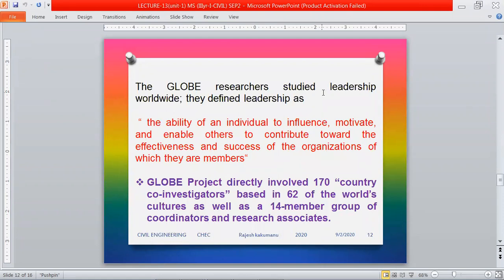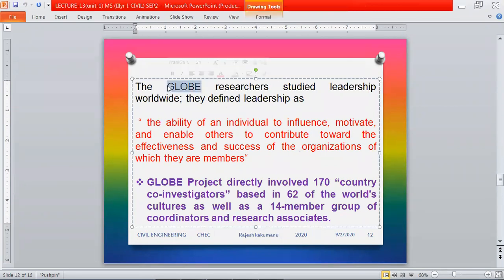Next, the GLOBE researchers studied leadership worldwide. They defined leadership as, in this GLOBE, the majority of countries are involved. GLOBE is one big organization where many researchers have studied for years together and maintained a definition which is worldwide accepted. What is the definition here? The ability of an individual to influence, motivate, and enable others to contribute towards the effectiveness and success of organizations of which they are members. So for workers or people who are members of the organization, we have to create the ability to influence the people, motivate the people, and enable them to contribute towards the effectiveness and success of organizations.